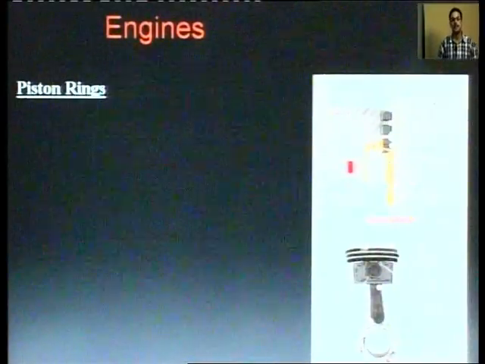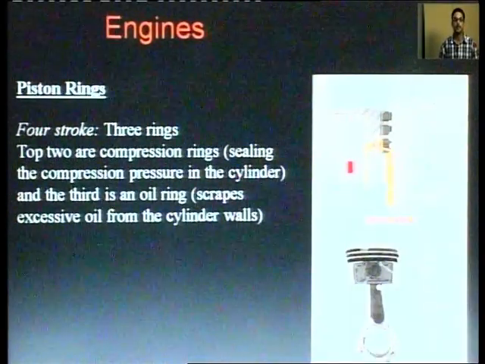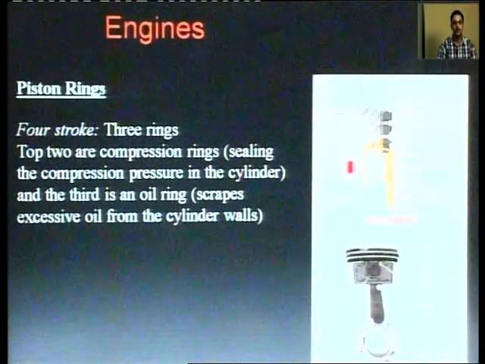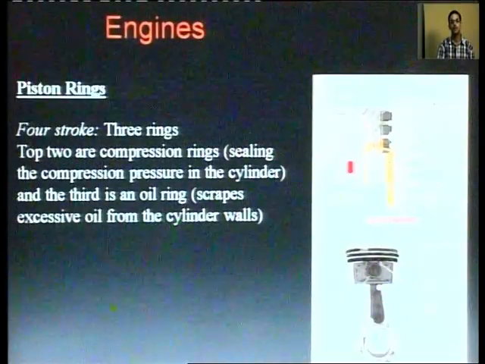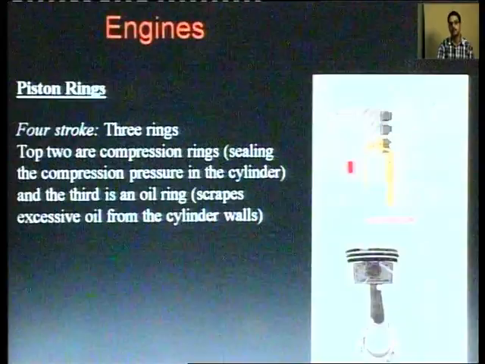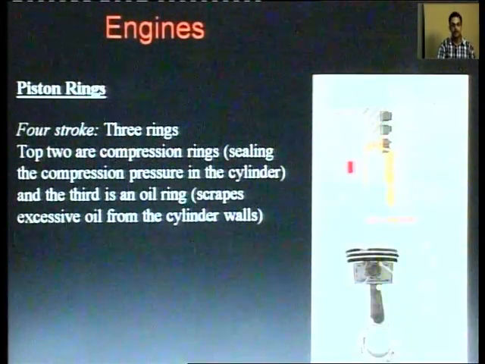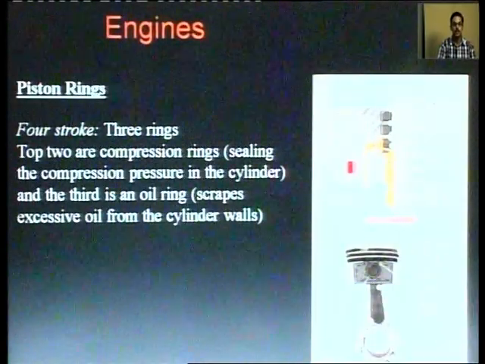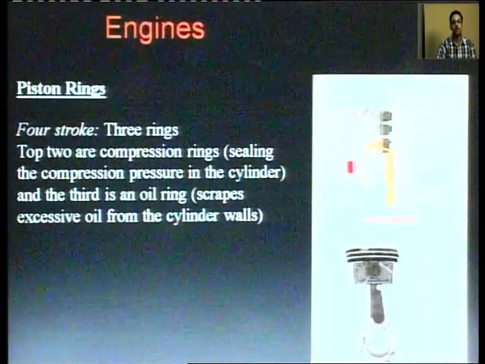The engine's main component, known as the piston, is shown in this particular case. Piston rings, 4 piston rings, are shown in this case. For a 4-stroke, there are 3 rings, and the top 2 are the compression rings, sealing the compression pressure in the cylinder. They sit above the piston and below the TDC, that is top dead center.